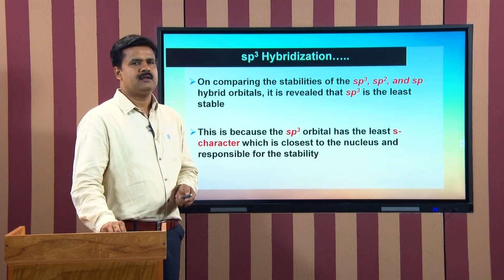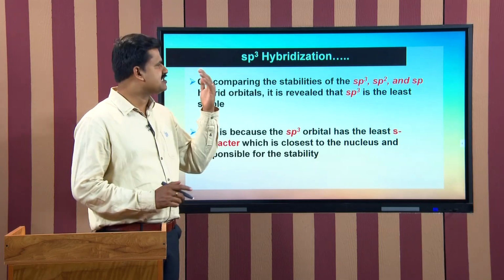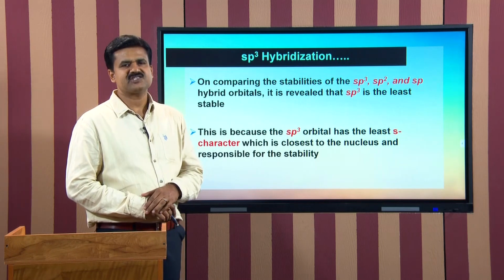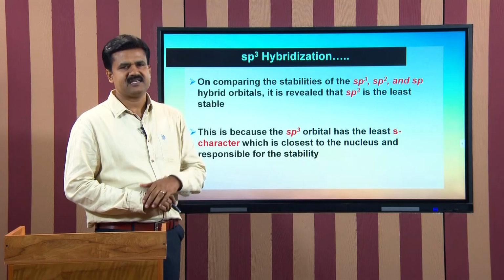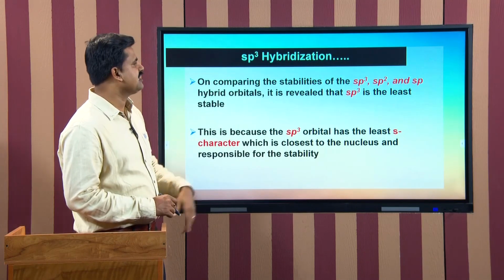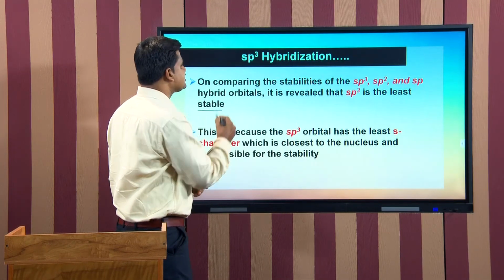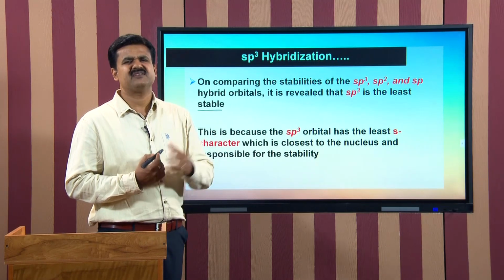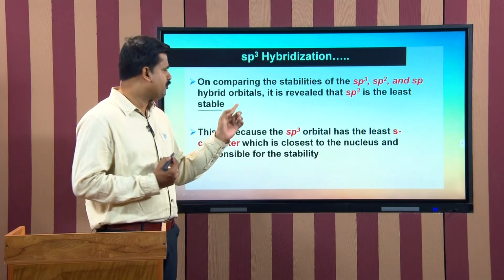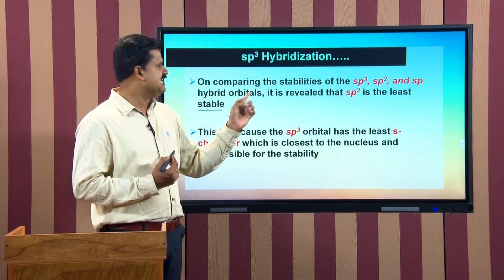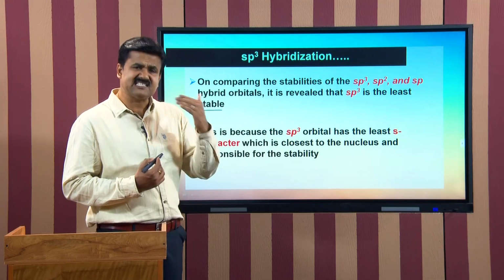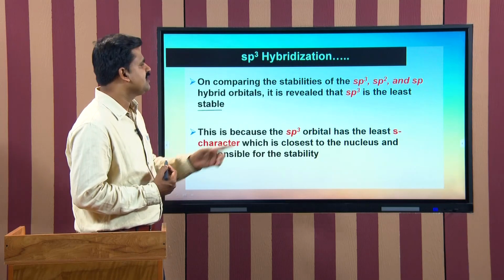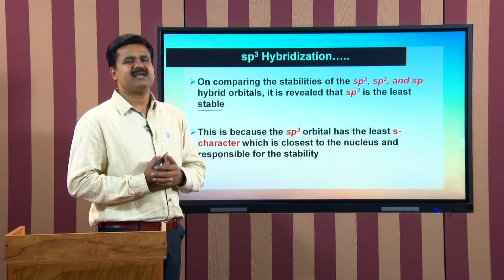Now, on comparing the stabilities of 3 hybrid orbitals, say sp3 hybridization, sp2 hybridization and sp hybridization, it is revealed that sp3 is the least stable. How can we compare the stabilities of different hybridizations? The answer is here. sp3 is the least stable. This is because sp3 hybridization has minimum s character.